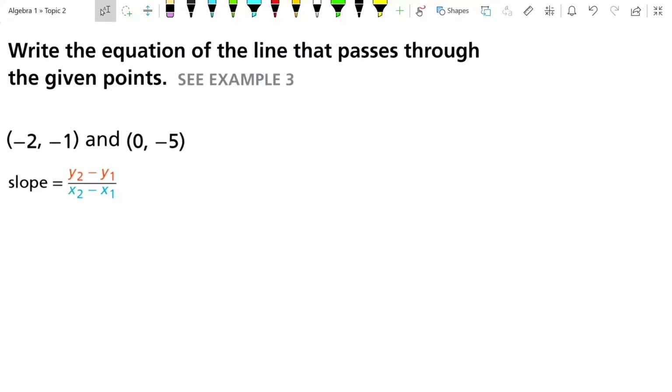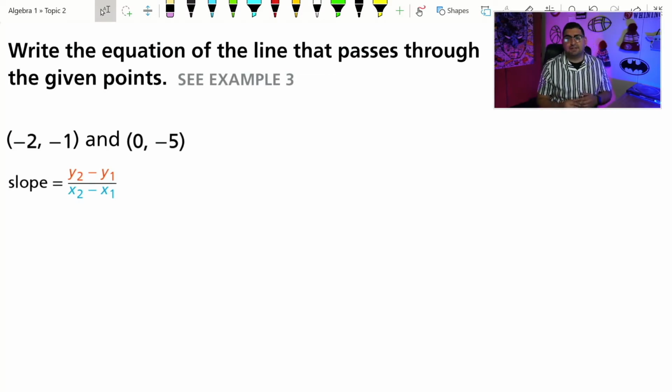Today we're going to be talking about how we can write the equation of a graph when we're only given 2 points. Let's go ahead and get started. So here we have the instructions that say write an equation of the line that passes through the given points. And we have the points (-2, -1) and (0, -5).